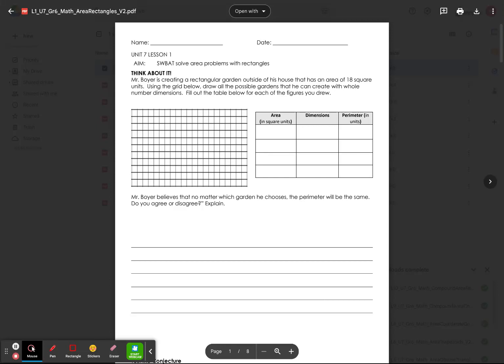Hey there, kiddos. In this video, we're going to go through how to solve the area of a rectangle. We're going to solve area problems with a rectangle or involving rectangles.